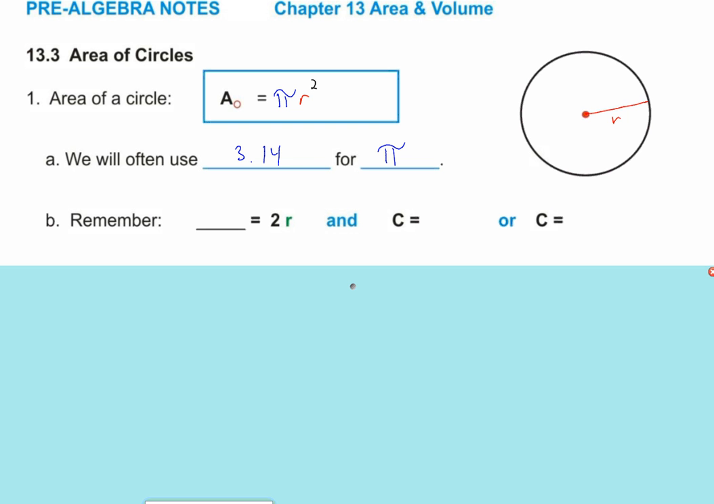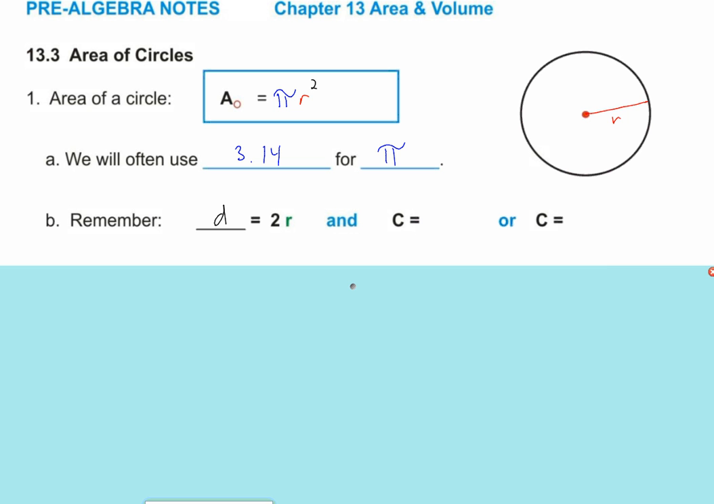All right, let's remember a couple things that we already talked about last chapter, and that's the fact that, number one, the diameter, d, equals 2r, right? Double the radius to equal the diameter, or you could think of it this way, half the diameter is the radius. We all know that relationship. That's not a big deal.